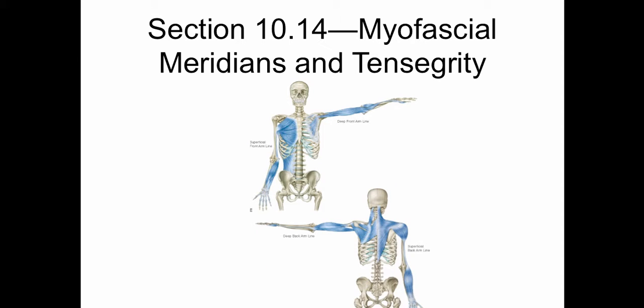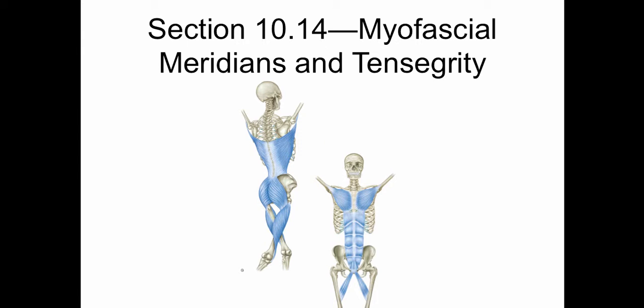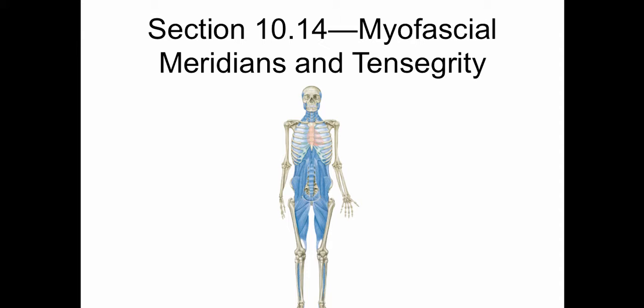Figure E shows the superficial and deep front arm line myofascial meridians, and Figure F shows the superficial and deep back arm line myofascial meridians. Figure G shows the back functional line myofascial meridian, and Figure H shows the front functional line myofascial meridian. Figure I shows the deep front line myofascial meridian.